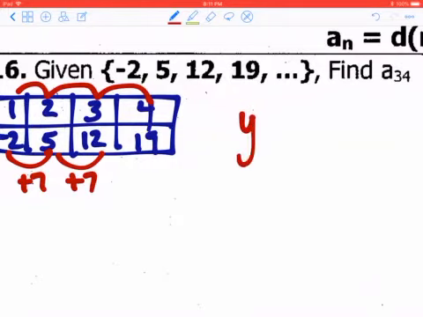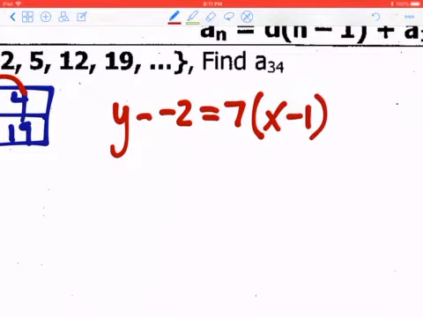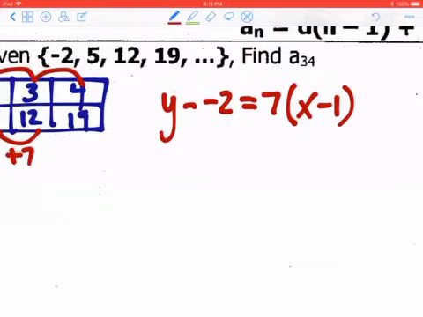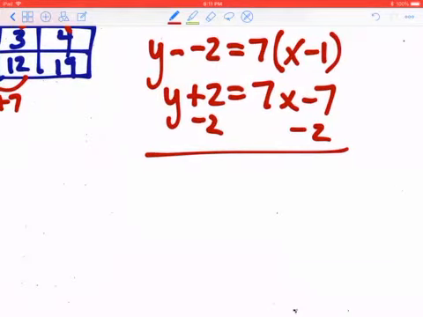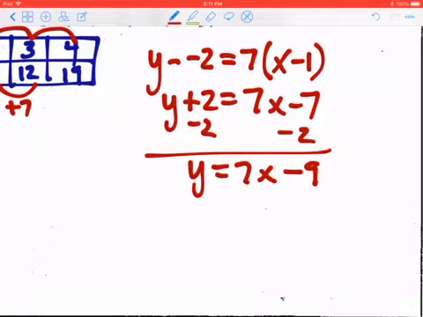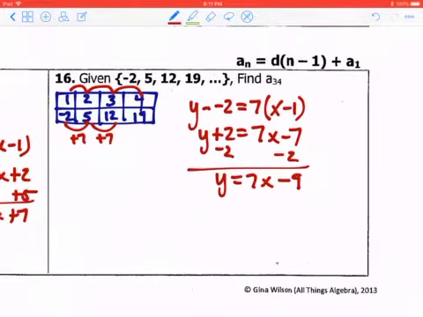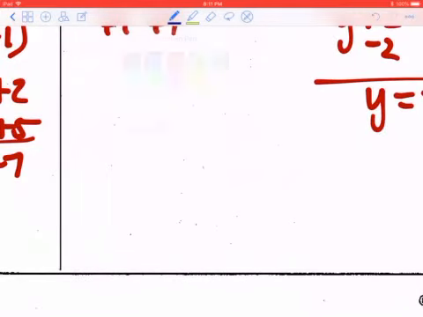So y minus negative 2 equals 7 times x minus 1. Remember, just using one of the points. Minus minus means plus. 7x minus 7. Subtract the 2 from both sides. And now I have y equals 7x minus 9. And now I can use that to find out what it's going to be at 34. So we'll do that here.